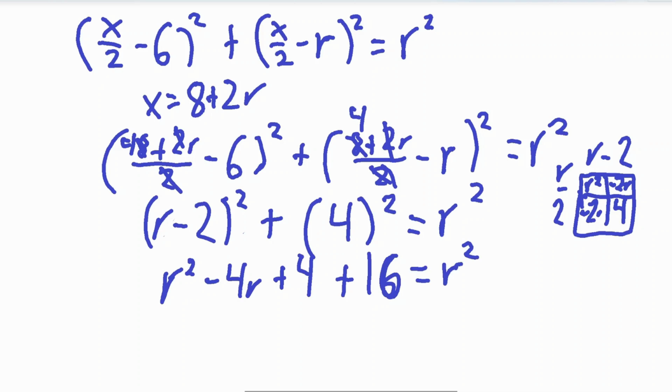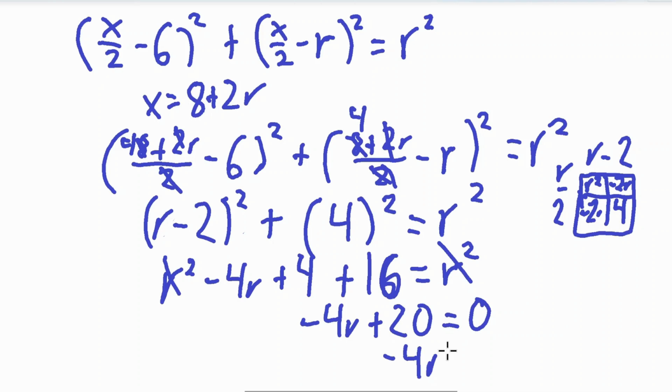So now let's solve for r. We have r squared on both sides, so if we subtract r squared from either side, they cancel each other out, so r squared is gone. So now we have negative 4r plus 20 is equal to 0. Subtract 20, and we have negative 4r is equal to negative 20. Divide by negative 4 to get that r is equal to 5. Okay? So we got our value for our radius.